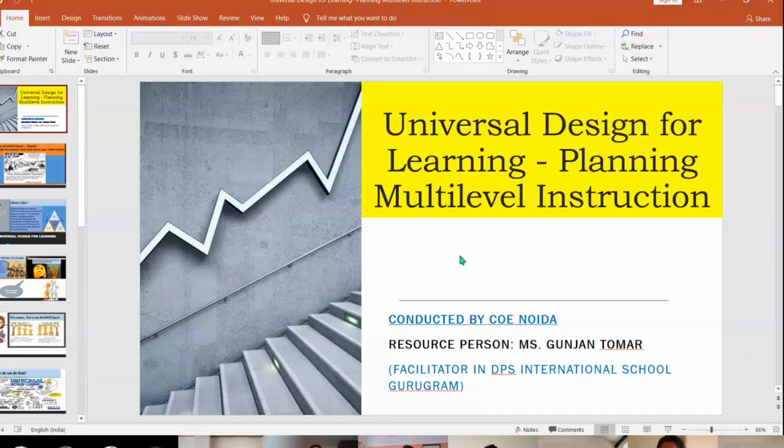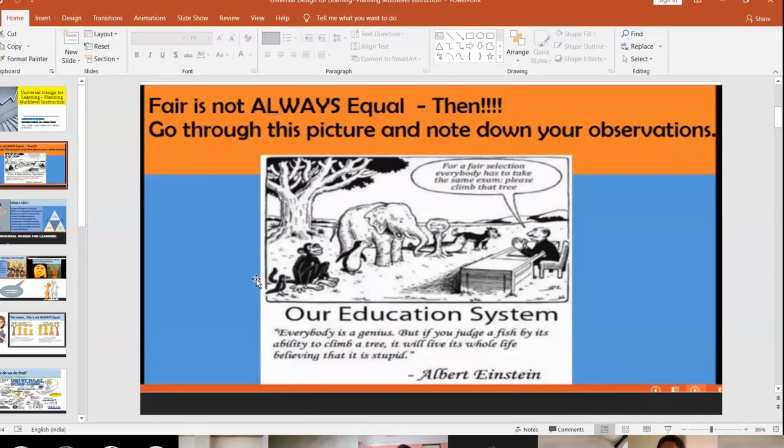Yes, the topic for the webinar was Universal Design for Learning, Planning Multi-Level Instruction. This webinar was conducted by COE Noida, and the resource person was Miss Gunjan Tomar, who is a facilitator in DPS International School, Gurugram. So here we started with the picture perception.